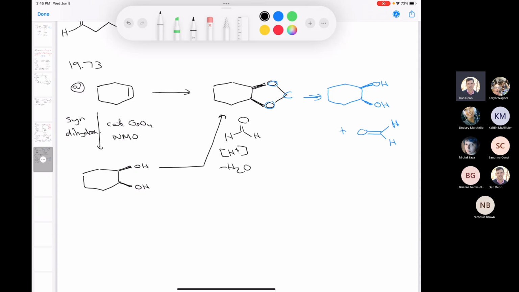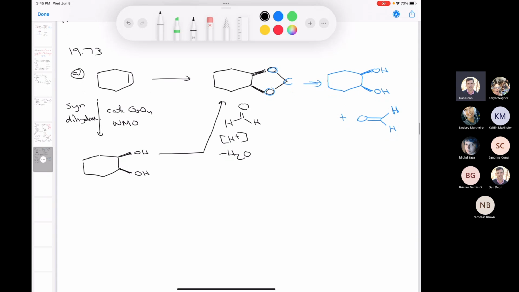Okay, let's try one more. Let's see. I thought this one was also another really good one. This is 19.73b. Some of these problems are really interesting, like this one. So you start out with this compound. You have a primary alkyl halide. And then you got to add a bunch of carbons to it. So you end up adding what? 1, 2, 3 carbons.